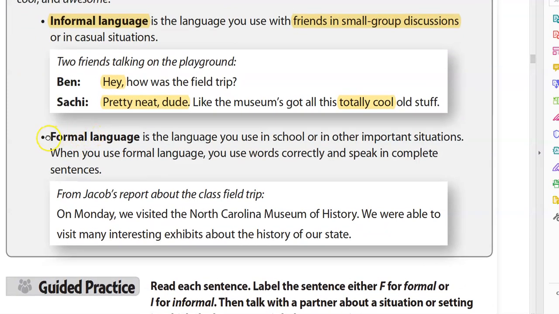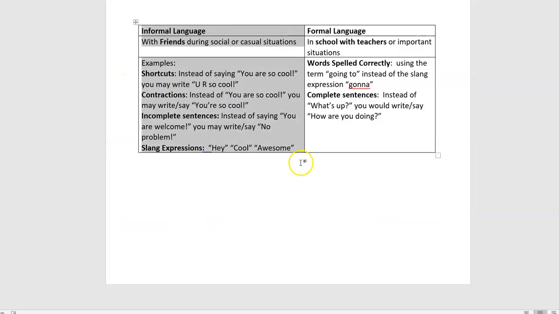So let's take a look at formal language. Formal language is the language you use in school or in other important situations. When you use formal language, you use words correctly and speak in complete sentences. So let's highlight what's important here. Formal language is the language we use in school or other important situations. When I look back here at my chart that I created, let's take a look at formal language. We use it in school with teachers or other important people or important situations.